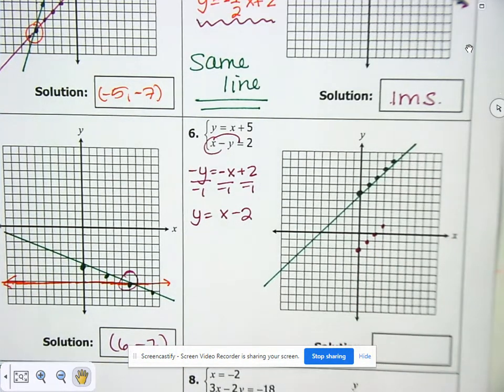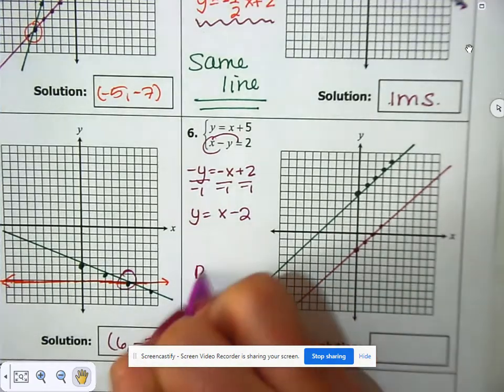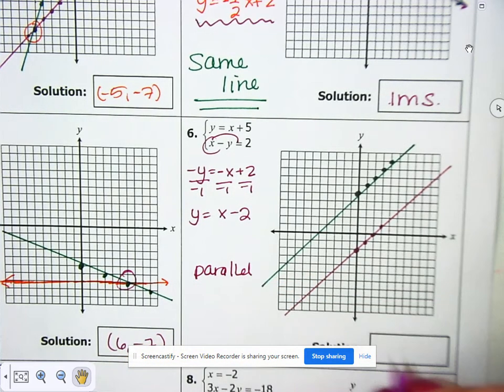Now, you could have recognized right here, though, that your slopes were the same. So these lines are parallel. And remember, parallel lines never intersect, so our answer is no solution.